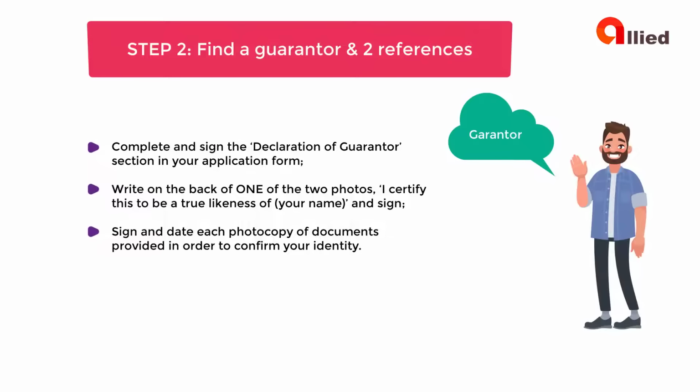Again, the guarantor must fulfill the following tasks free of charge. Complete and sign the Declaration of Guarantor section in your application form. Write on the back of one of the two photos, "I certify this to be a true likeness of your name," and sign. Sign and date each photocopy of documents provided in order to confirm your identity.